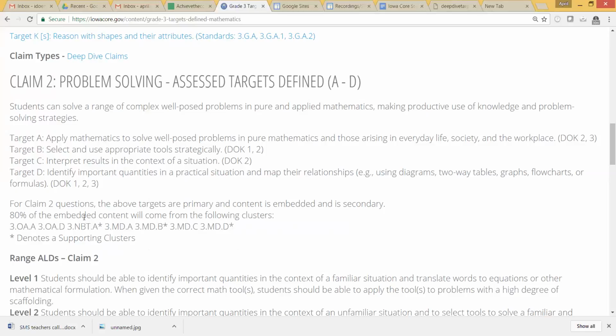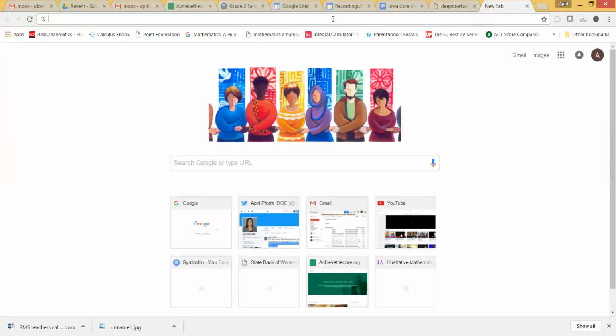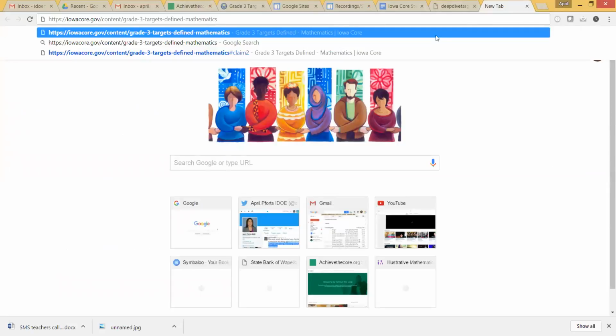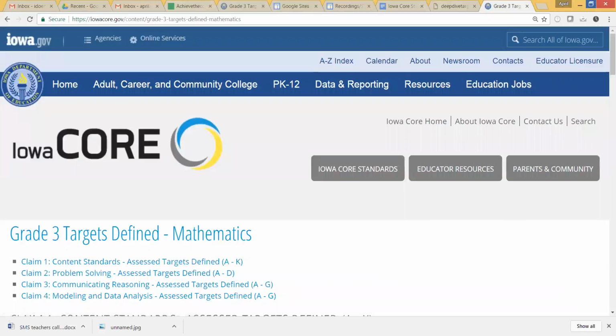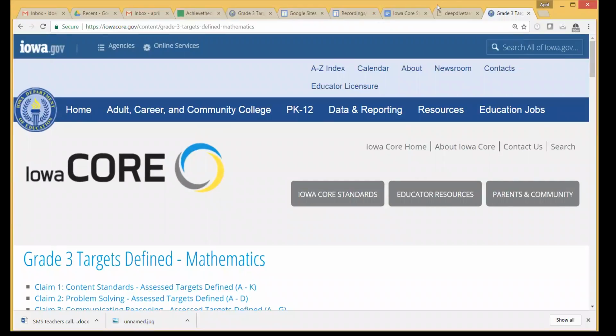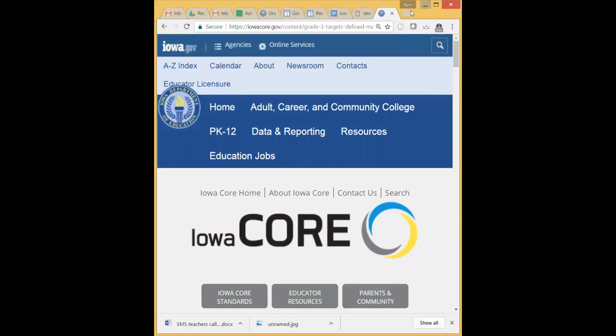And so it says here that 80% of the embedded content will come from the following clusters. So these are the clusters that tend to lend themselves more closely to the problem solving process. And actually what I'm going to do is a side-by-side on a screen, because I want us to be able to look at that and really make that assessment of how that is done. So let me just pull this out for a second here.